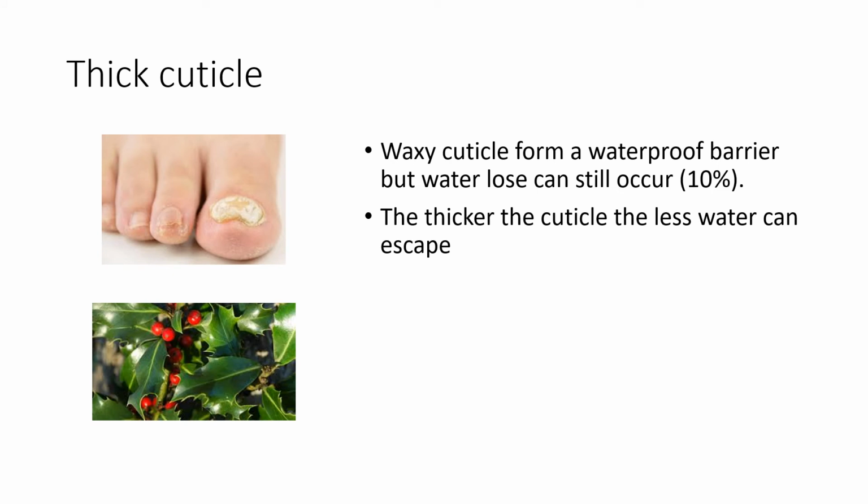Often a cuticle is referred to as a waterproof barrier, and while it is very much waterproof, there still can be a very small amount of water loss through a cuticle if it is not thick enough. So by thickening up the cuticle as much as possible, you minimize that extra bit of loss. A good example of that is a holly plant, which is why holly leaves are always very shiny.